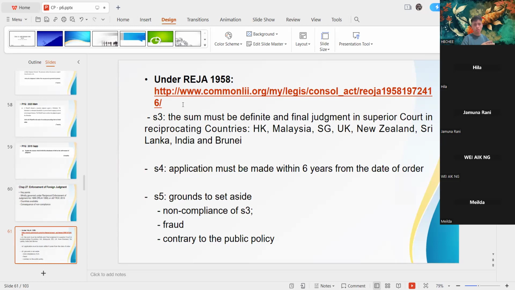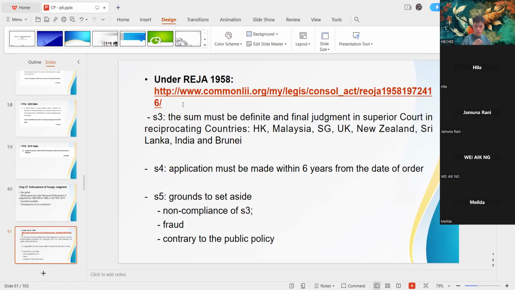So according to Section 3 under this act, there is the list of reciprocating countries such as Hong Kong, Malaysia, Singapore, UK, New Zealand, Sri Lanka, and so on. So these are the list of the countries. Section 4 is the application must be made within 6 years from the date of order. And Section 5 is the ground to set aside.